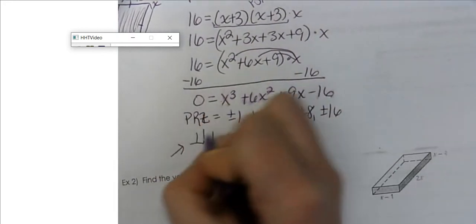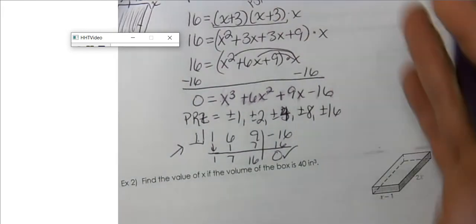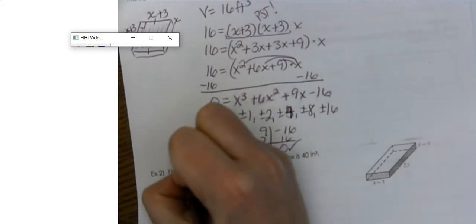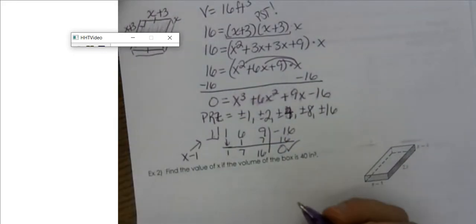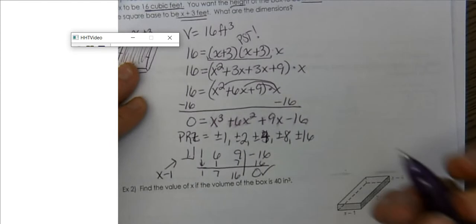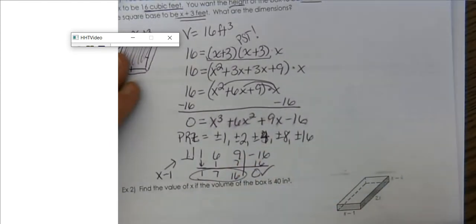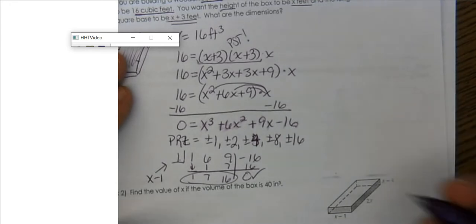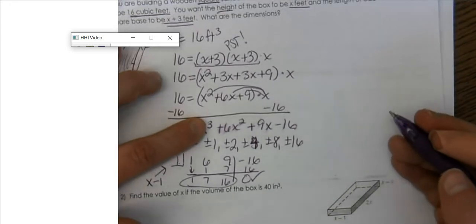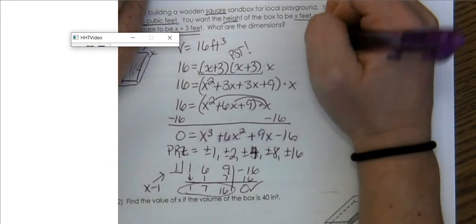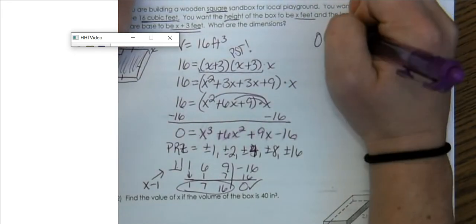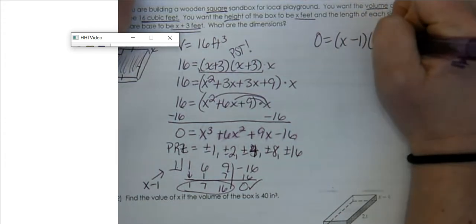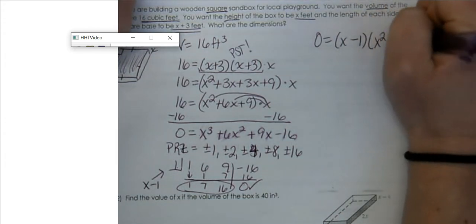So what does this one mean? It means that my factorization of my polynomial will include x minus 1. Remember that it's the opposite of what we see. And what's remaining is a 1, 7, and 16, and that's going to represent the coefficients of my quadratic. And it's quadratic because it's 1 degree less than our polynomial that we have. So I'm going to write 0 equals x minus 1 times x squared plus 7x plus 16.